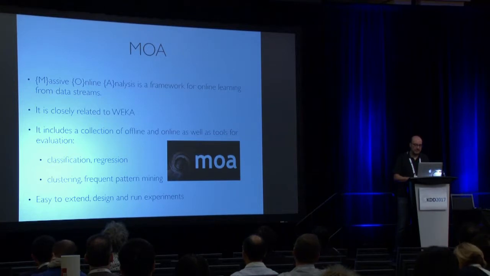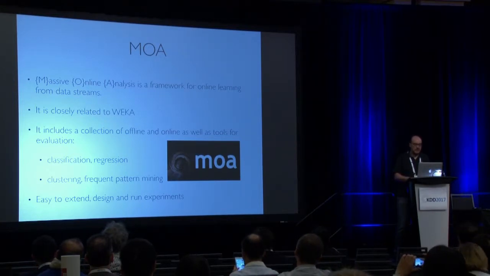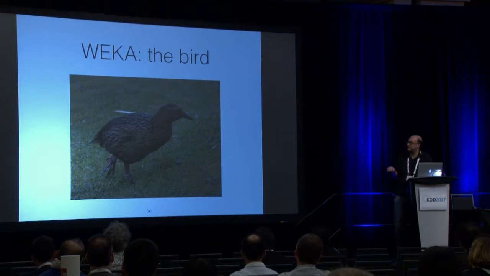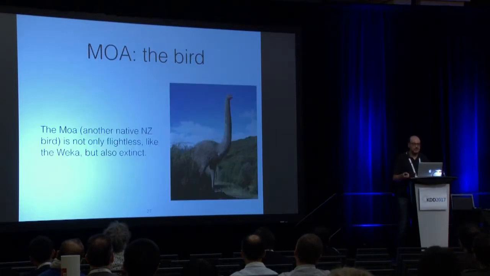I suppose that you know Weka. Weka is a very popular software for doing machine learning. Weka is really the name of a bird in New Zealand. New Zealand is famous for having native birds that are only in New Zealand. So Weka is a bird, but MOA is also a bird. The only thing is that MOA is extinct right now.